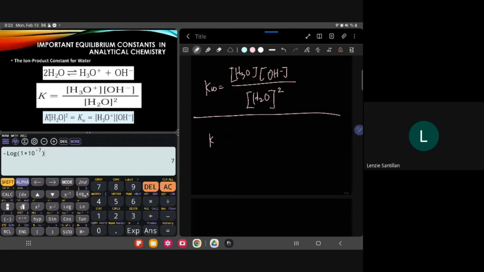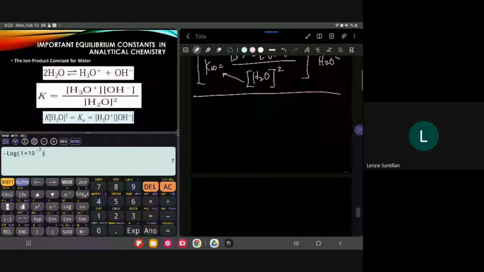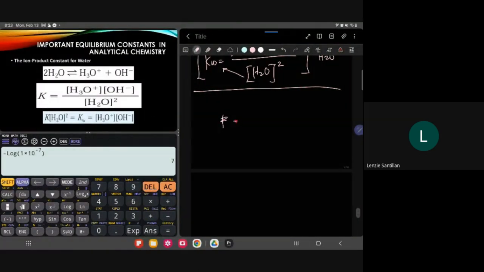Anong nangyari dyan? Ito ay cross multiply natin, ano? Guys, I hope by now marunong lang kayong mag-manipulate ng ganito, at alam niyo talaga yung nangyayari kapag tinuturo ko ng arrow or kapag sinasabi kong cross multiply. Kasi this one ay medyo mahaba siya kung iisa-isahin niyo. Ano bang nangyari dito? They are multiplying both sides. We are multiplying both sides by H2O. Let me give you a simple problem. Say, for example, force is equal to mass times acceleration.